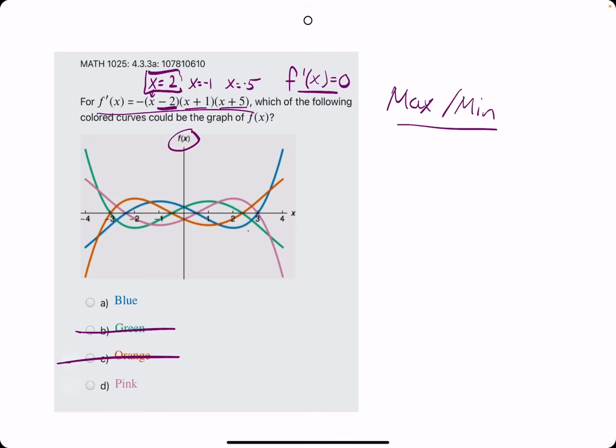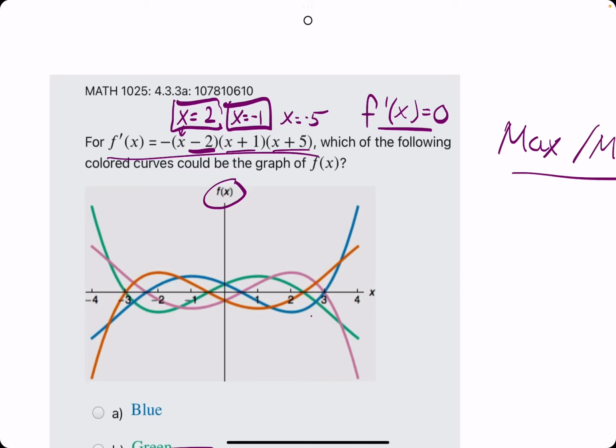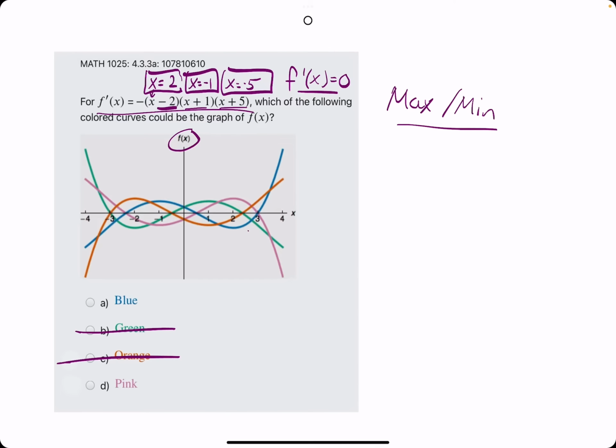So then it's between blue and pink, and usually the two that you narrow it down to will also have maxes and mins at -1 and -5, or the other x values. So there's really no need in checking all of those. Generally, pink and blue, or the two you narrow it down to, will be opposites of one another. So the next step is to plug in x equals 0 into f prime and analyze the sign.